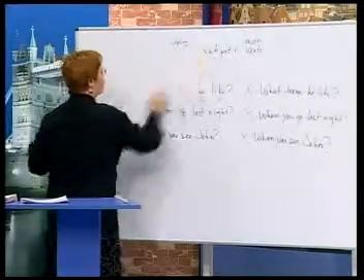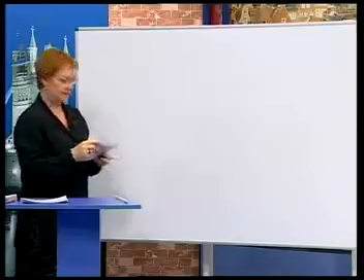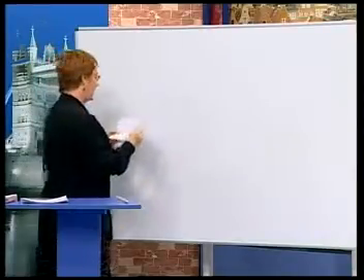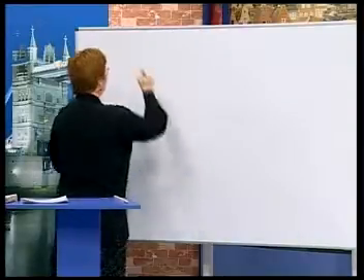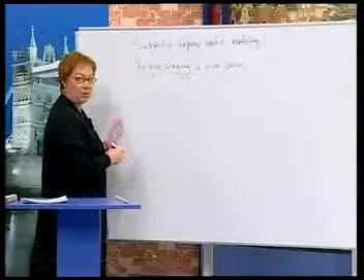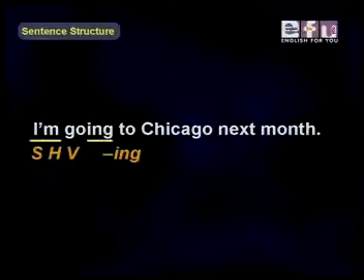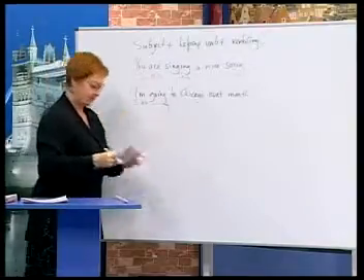Now, let's look at the present continuous. And we'll make some space here. Okay, now, with the present continuous, the subject usually comes first, and then the helping verb. So, now, here is, we can say the subject plus the helping verb plus the verbing. You are singing a nice song. So you've got subject, helping verb, and the ing verb. Okay? This is a statement. Another example, I'm going to Chicago next month. Subject, helping verb, and the ing verb.